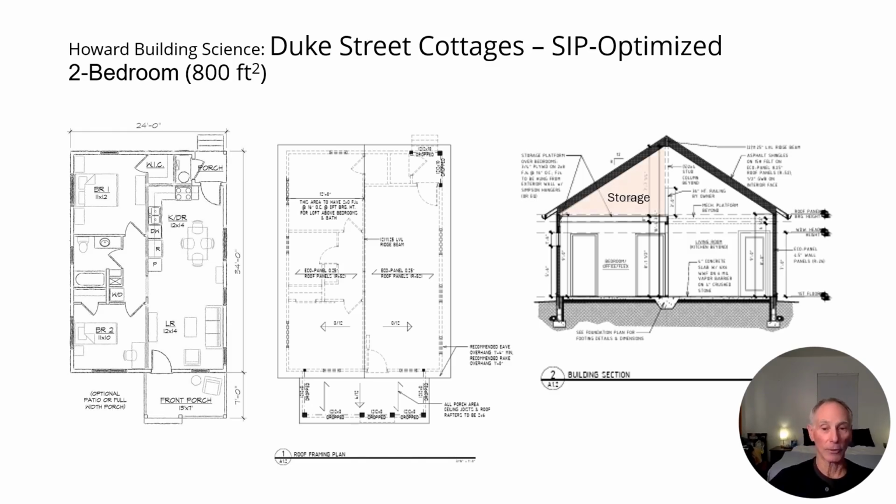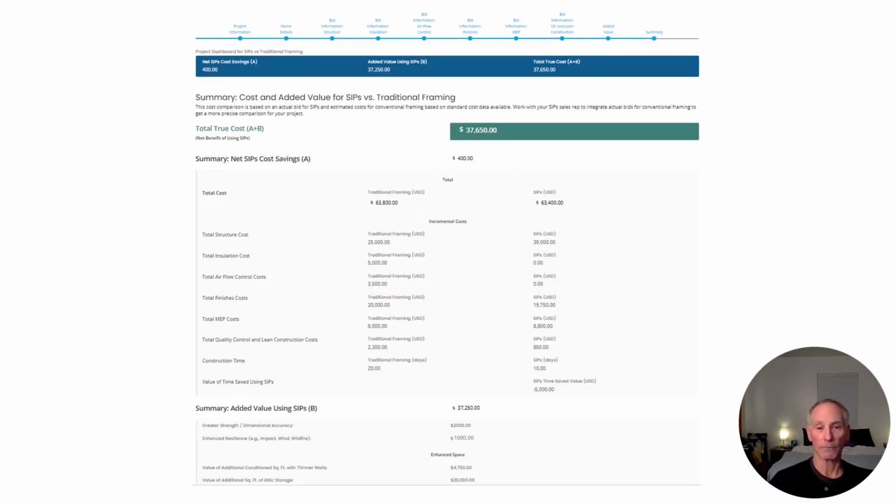When you go inside, you also had all this storage space. It was like a loft above the bedrooms. And in the living space, we had vaulted ceilings, all of it adding significant value to this home. So this was a great example of how, when you had a SIP optimized home, you can get compelling results. And so this was the outcome from running this home. In the last class, we went through all the inputs to get to this final summary page.